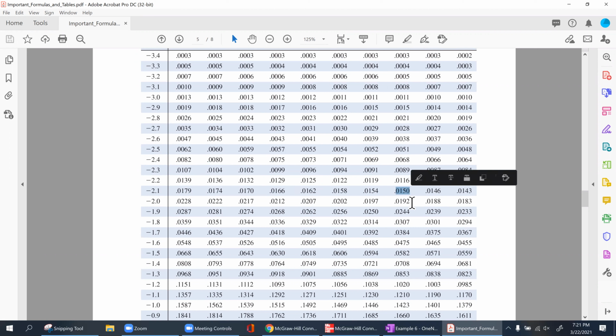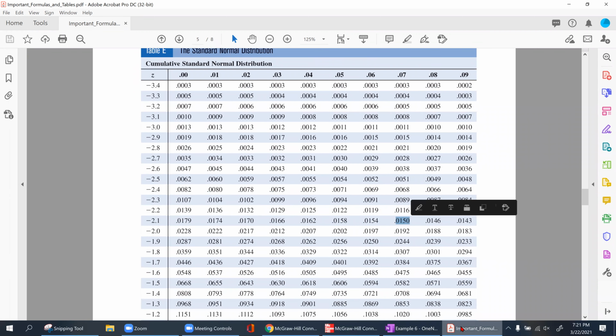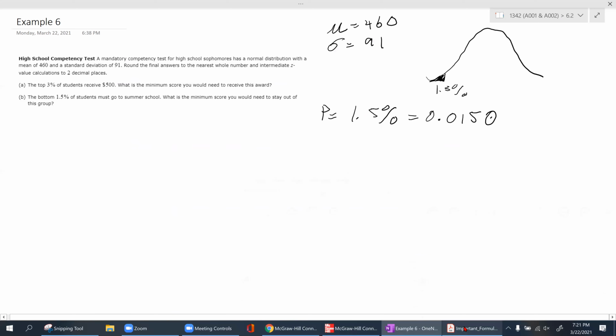Right here, 0.0150, exactly. So I would say this is negative 2.17. Right, negative 2.17. So I'm going to go ahead and find out what score you need. What is the highest to not go to summer school, or in other words, what is the lowest you would have to get to not go to summer school?